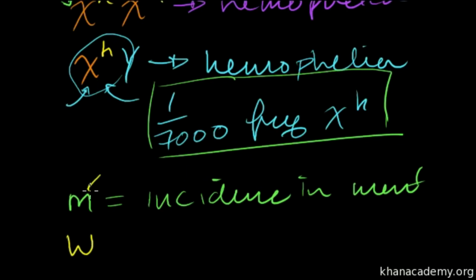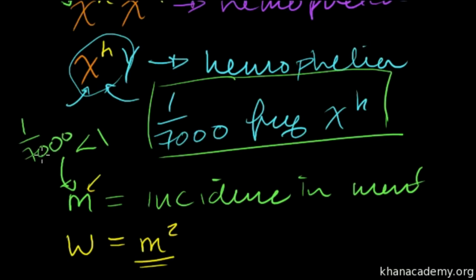Then the incidence in women will be, you could view this as the allele frequency of that mutation on the X chromosome. Women have to get two versions of it, so the woman's frequency is m squared. And you might say, hey, that looks like a bigger number, I'm squaring it, but you have to remember that these frequencies are less than 1. In the case of hemophilia, that was 1 in 7,000. So if you square 1 in 7,000, you get 1 in 49 million.